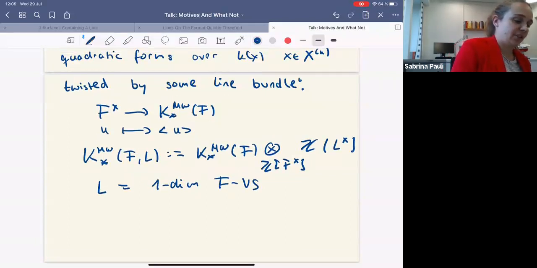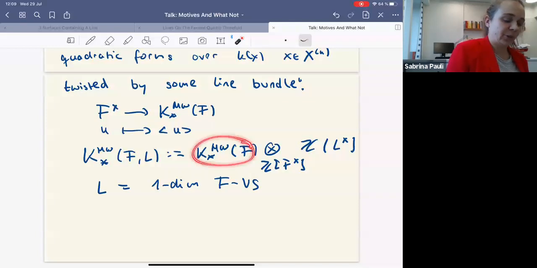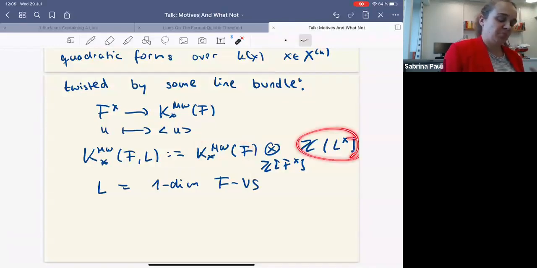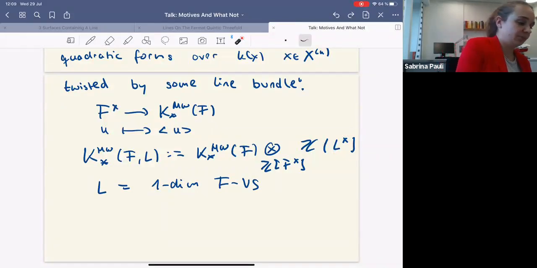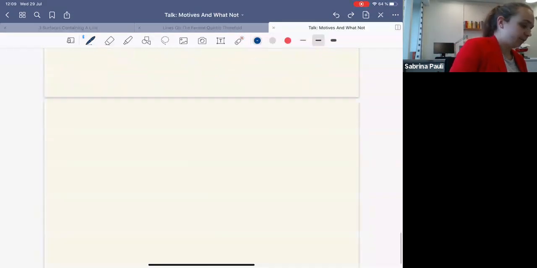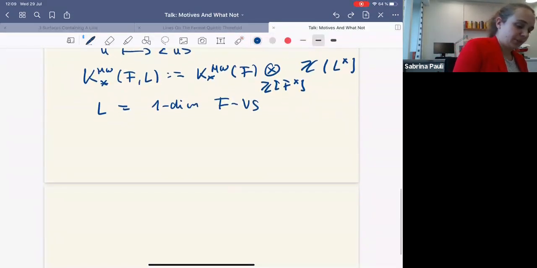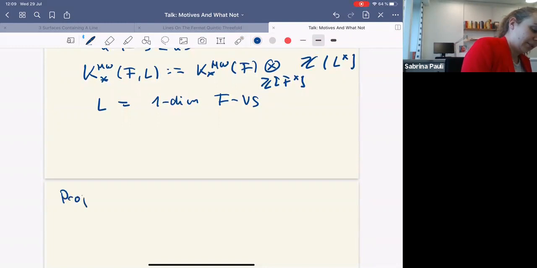So instead of just remembering a quadratic form, we also remember some non-zero element of some fiber of a line bundle. This will usually be some orientation bundle, so we have to remember some orientation. That's why it's called oriented Chow. Okay, let me tell you some properties of this.